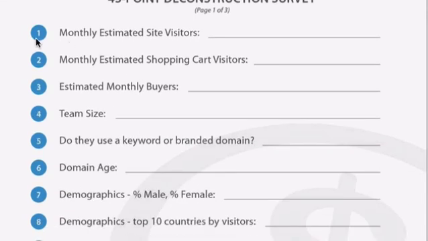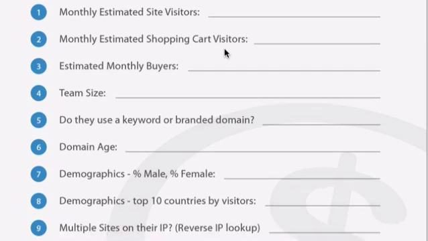So, number one, monthly estimated site visitors. This is easy to get by just using sites like compete.com, alexa.com, SimilarWeb, any of the general visitor analytics types of services out there. There's a bunch of them. They're not always completely accurate, but we can get a pretty solid monthly estimate of how many site visitors a website has. Now, number two can be a little bit trickier.